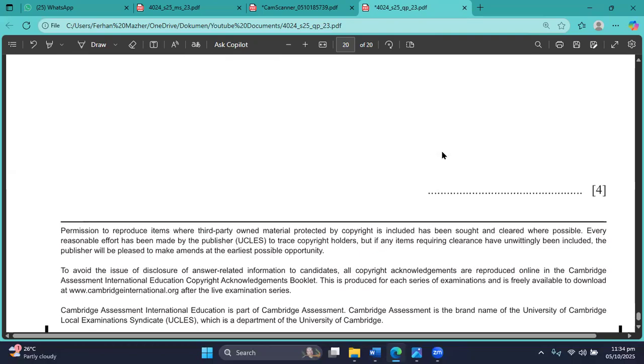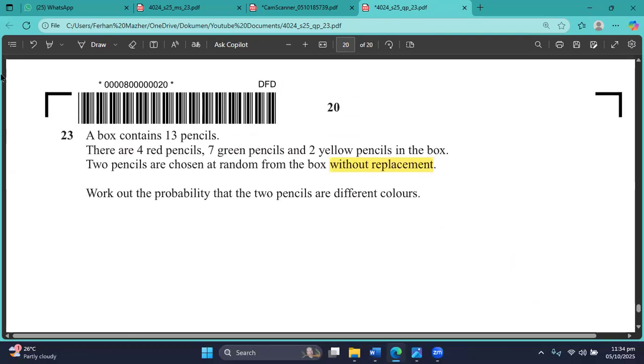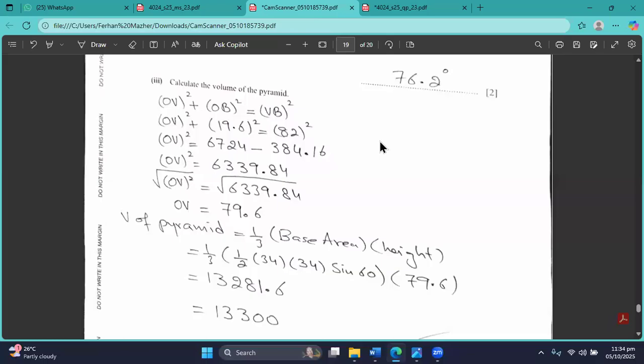Okay. And how many marks for this? There are 4 marks for this question. There's only one part of this question. So let me show you.